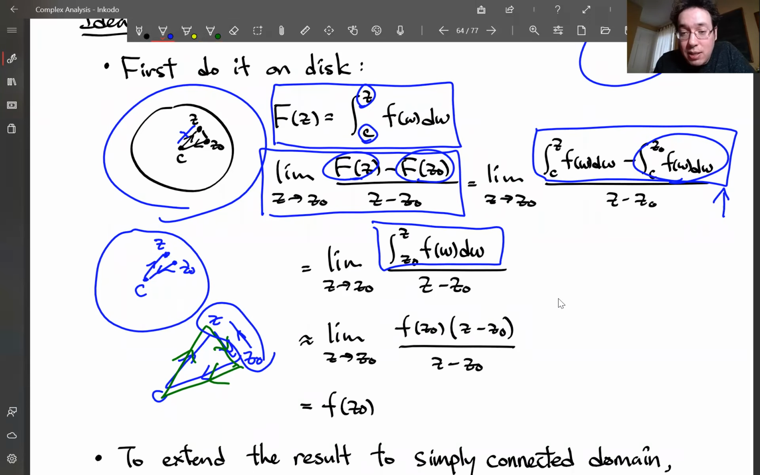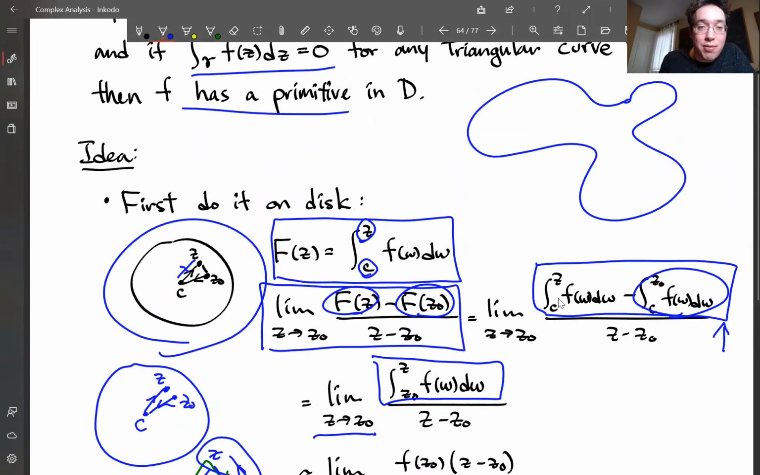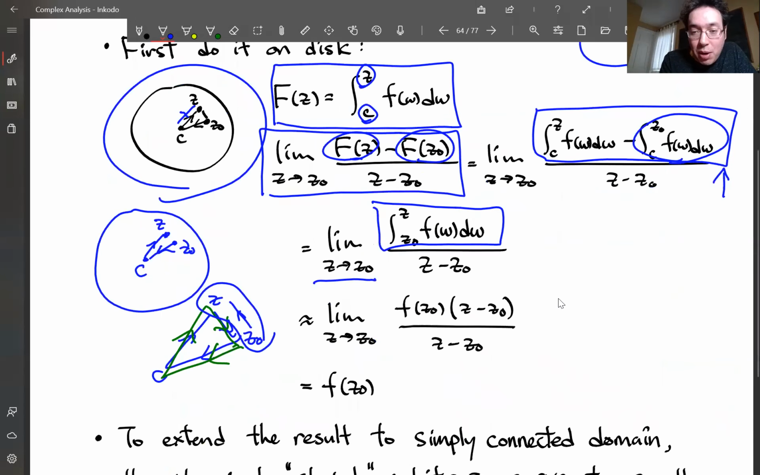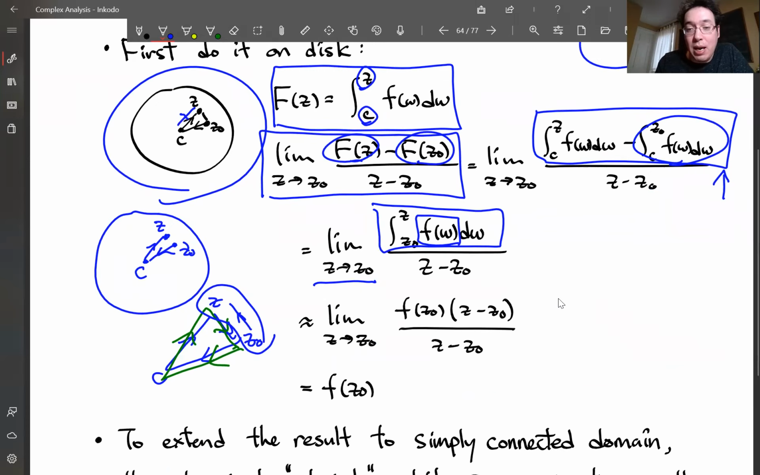But z and z naught are very close to each other because we're looking at a limit as z approaches z naught. We can make this as close as we like, and we know that function f is continuous. So as it gets closer and closer, the integrand is actually pretty much a constant, right? It's almost the value at z naught. So if you look at the line segment where f of w is approximated with f of z naught, which would be a better and better approximation as we take the limit, then the integral is well approximated by f of z naught times the difference in the paths, which is z minus z naught.